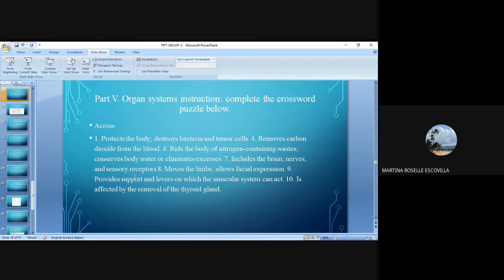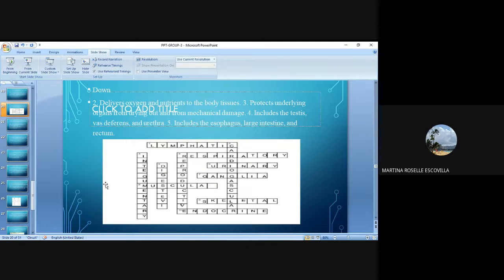And the number 9 is provide support and levers on which the muscular system can act. And the answer here is skeletal. Skeletal system is your body's central framework.